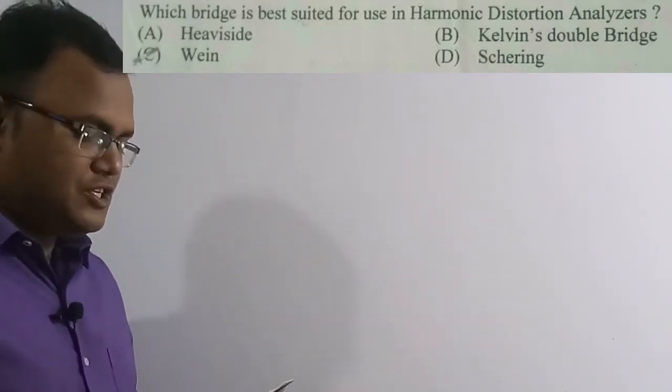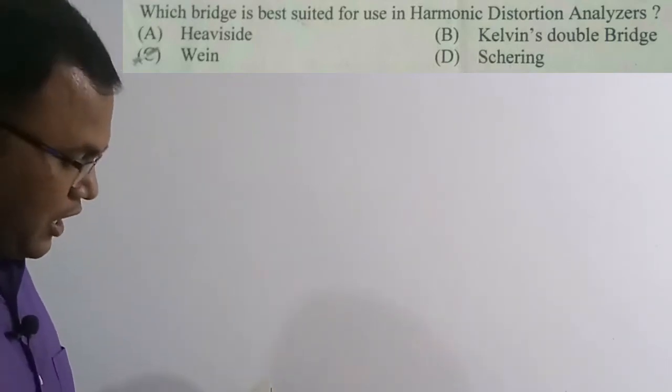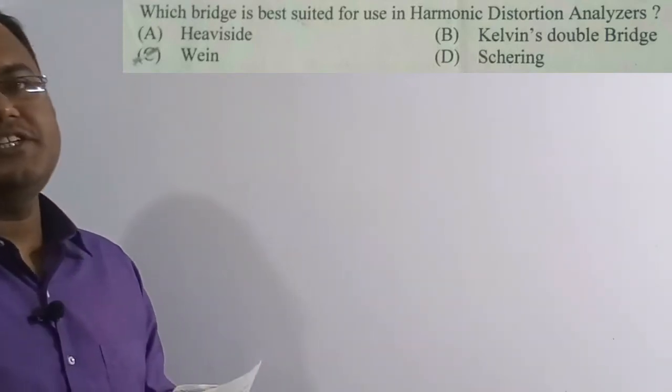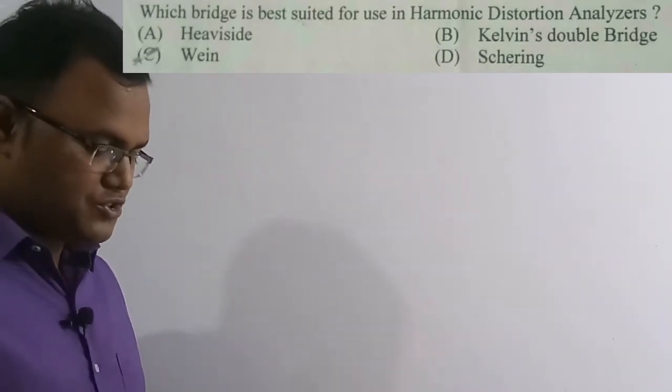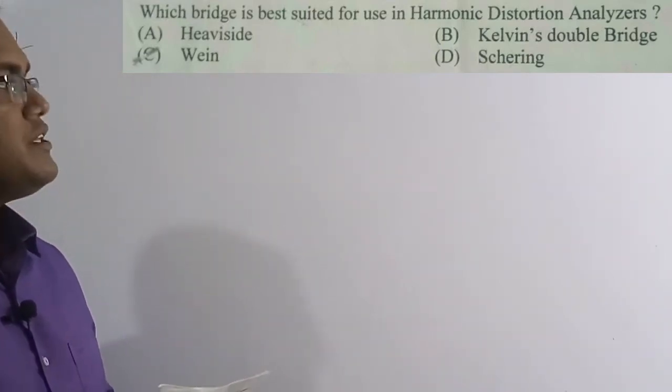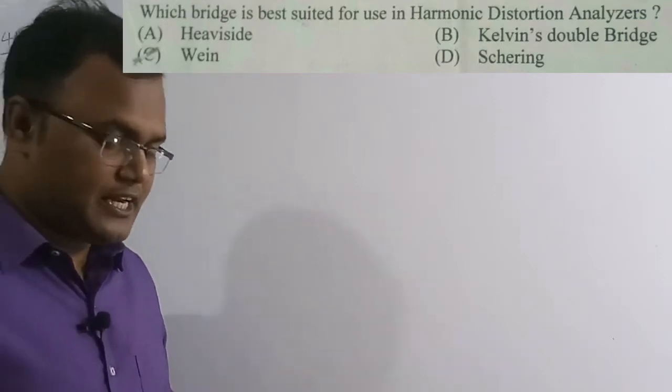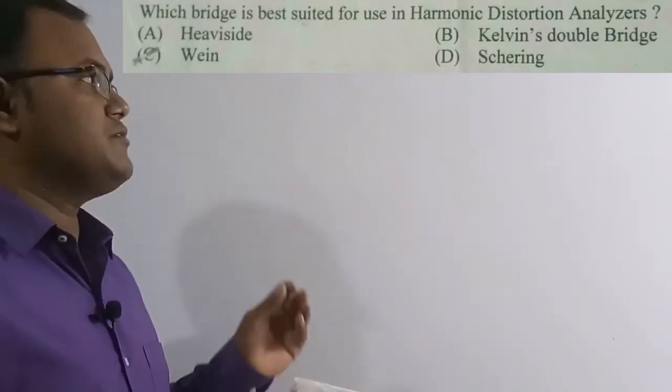Option A, Heaviside bridge. Option B, Kelvin double bridge. Option C, Wien's bridge. And option D, Schering bridge. Out of the four options, option C, Wien bridge, is the correct solution of this question. Wien bridge is best suited for use in the harmonic distortion analyzer. Let's discuss some more facts about this one.